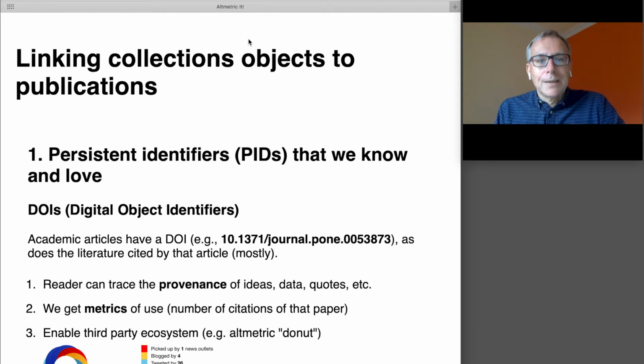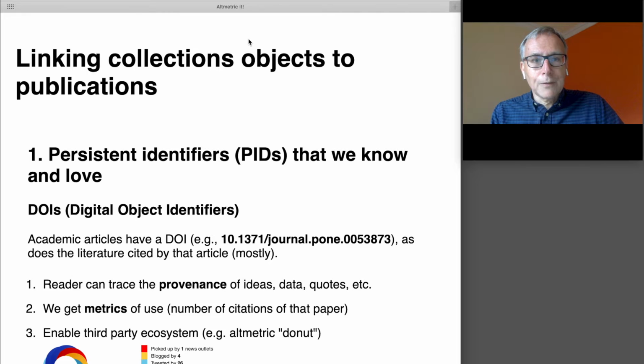Welcome to this demo of a little app to display connections between publications, scientific publications, and objects in collections, such as museum specimens or herbarium sheets. So if you're watching this, you probably know quite a bit about persistent identifiers already.